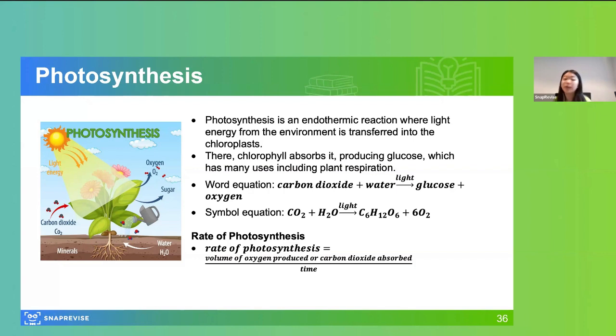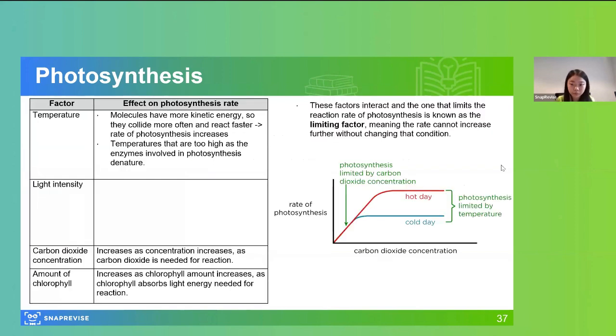Then, okay, let's talk about the rate of photosynthesis as well. Because we know that oxygen is being produced and carbon dioxide is being absorbed, we can figure out the rate of photosynthesis by finding the volume of oxygen produced or the volume of carbon dioxide absorbed over time. So that would be how you figure out the rate of photosynthesis. This is the basics of photosynthesis. There are so many questions on photosynthesis and respiration that we will look at in a bit. I'm just going to talk about the limiting factors of photosynthesis first.